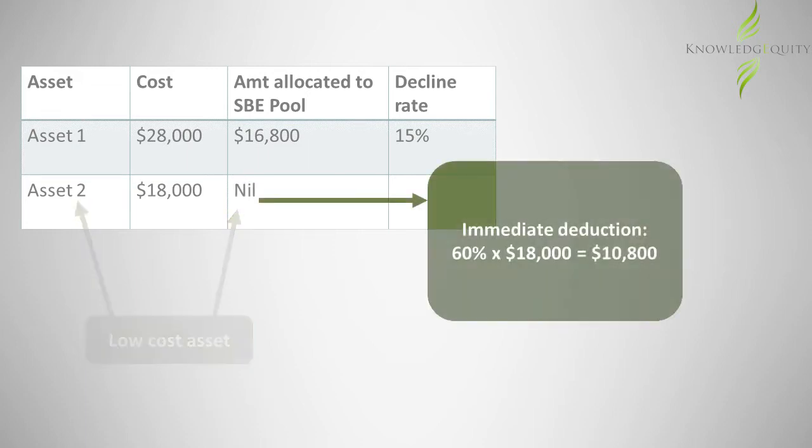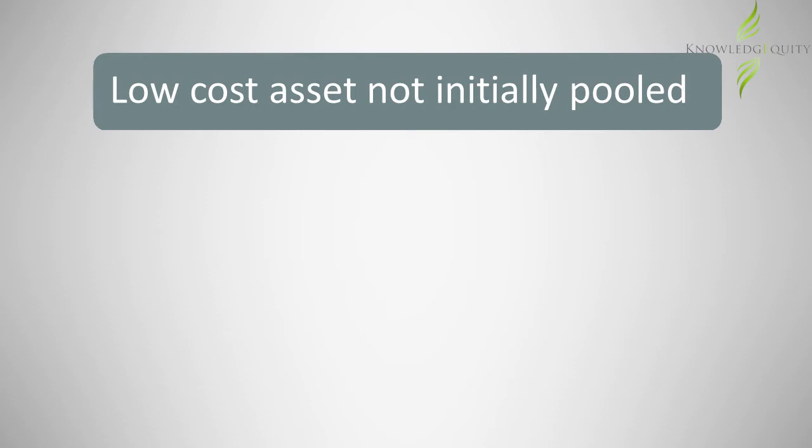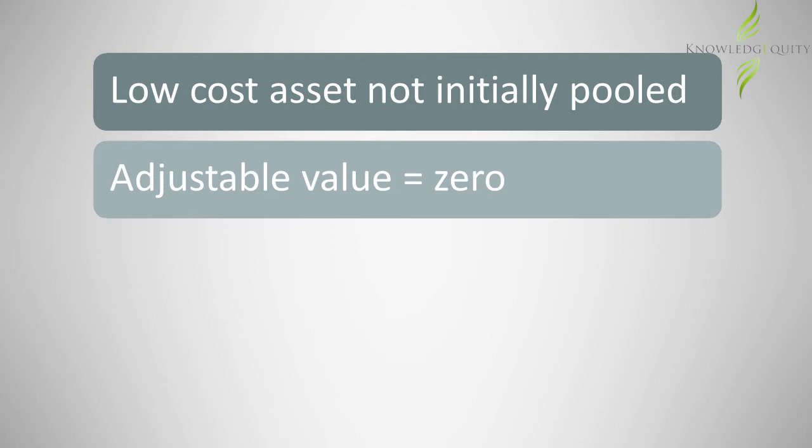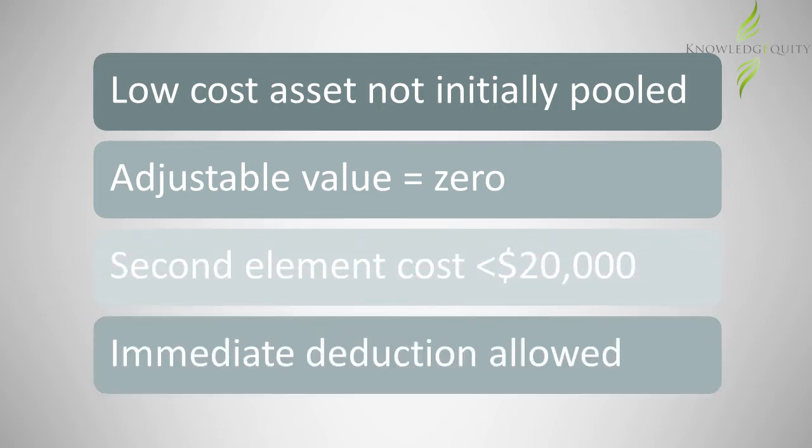Small is allowed an immediate deduction for the taxable use percentage of this asset in accordance with Section 328-180 subsection 1b. That is a deduction of $10,800, which is 60% of the $18,000 cost. We should also note that where a low-cost asset is not initially pooled, and its adjustable value is zero after the cost is deducted, then, if in a subsequent year an amount less than $20,000 is included in the second element of cost, then an immediate deduction is also allowed for this for the taxable purpose percentage. However, this is only for the first occurrence in a year after installation.